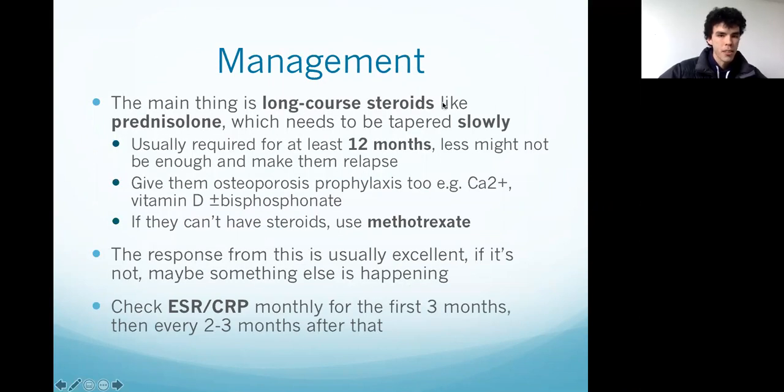So yeah, long course steroids is what we want. It takes quite a long time to wean them down to make sure that we don't just get them to relapse in a few months. And because you're giving them long-term steroids, especially in women, you need to give them some prophylaxis for osteoporosis, things like calcium, vitamin D, maybe bisphosphonate. If they can't have steroids, you can still use methotrexate. And you should just be monitoring their ESR or CRP over time to make sure it's coming down appropriately.